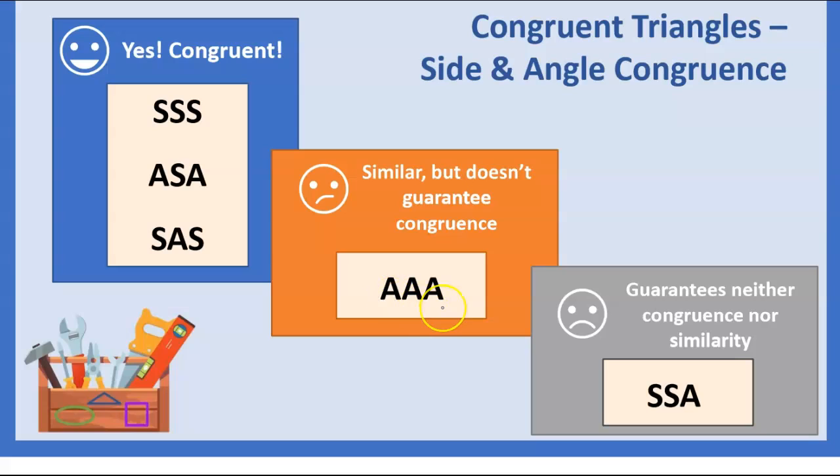We said AAA, if you'll recall, that one scaled up and down, it was a dilation. AAA guarantees similarity, but not congruence. And SSA didn't guarantee either one. Do you remember why SSA didn't guarantee congruence? If you'll recall, one of the legs could swing one of 2 ways. So SSA guarantees one of 2 triangles, but we don't know which one. So it does not guarantee a single congruence.